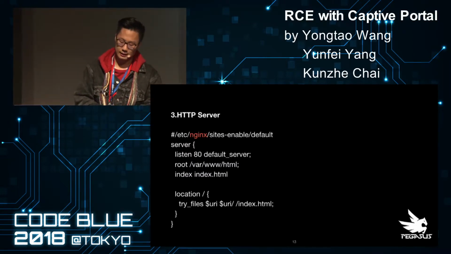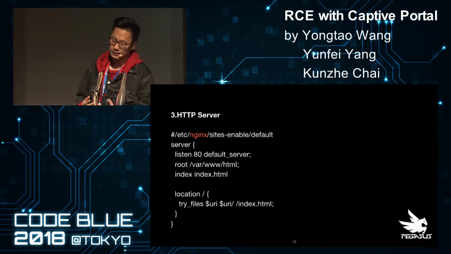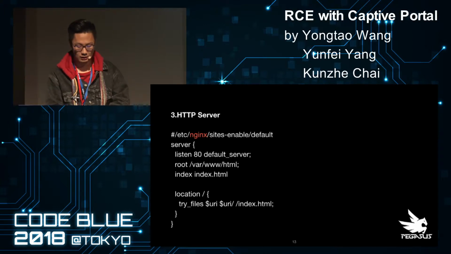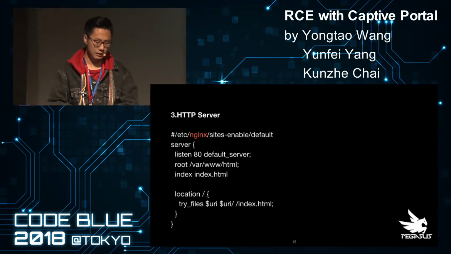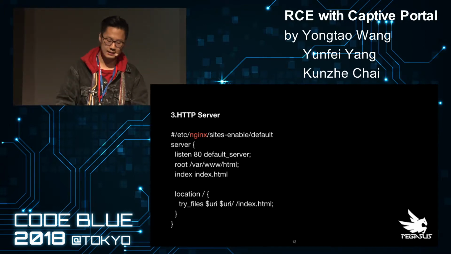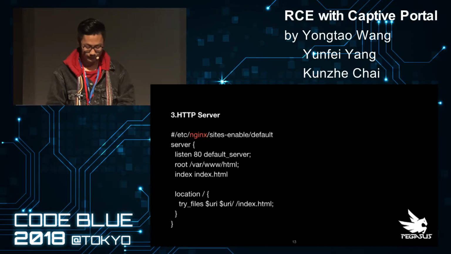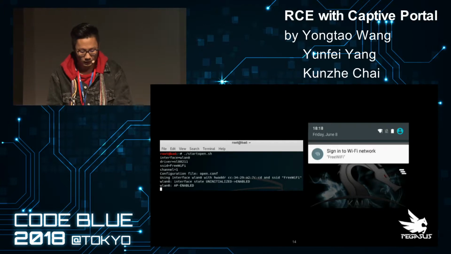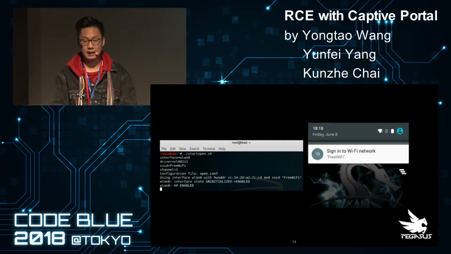The last thing is setting up our HTTP server. You can use Nginx, Apache, or others to do this. We can freely design the website. When everything is done, we can run this Wi-Fi with the captive portal.